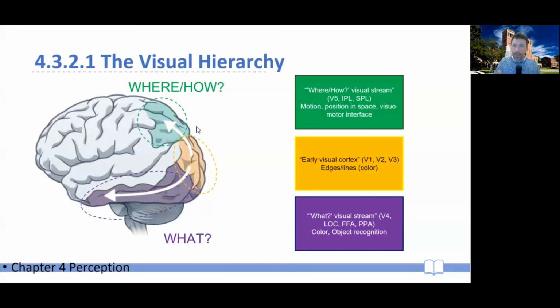So when I say that there's the where pathway, these are neurons that are interested in position in space and motion. The how pathway is interested in how, once you're seeing something, how do you interact with it? For example, up here in the intraparietal sulcus, there are neurons that respond specifically to how you need to open your fingers to grip something. So this part of the brain is at the interface between processing visual information and producing behavior.